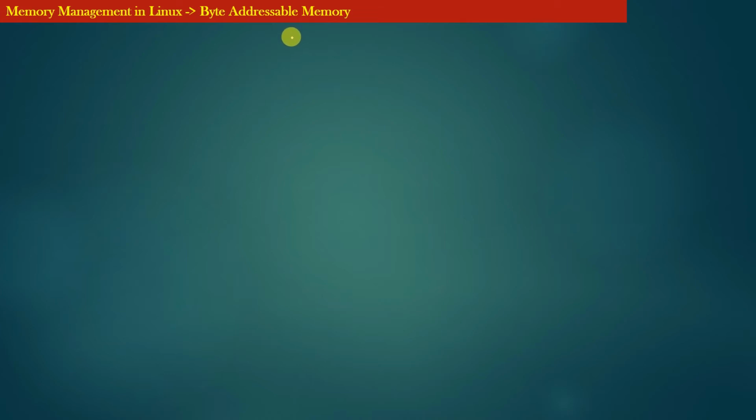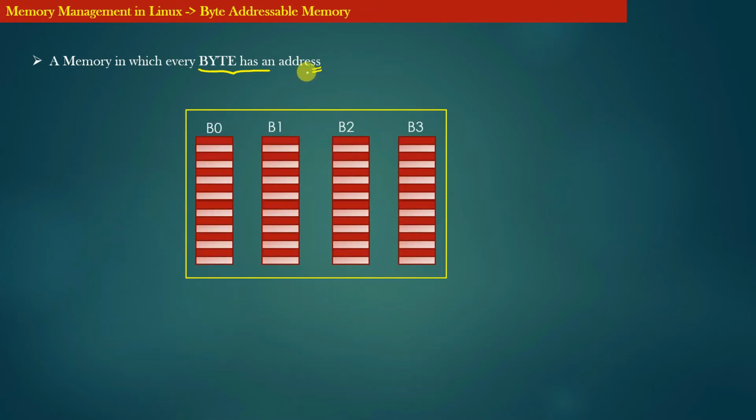So guys, going forward, let us first understand what byte addressable memory is. A byte addressable memory is a memory in which every byte has an address. Such a memory is called byte addressable memory. So let us take an example.